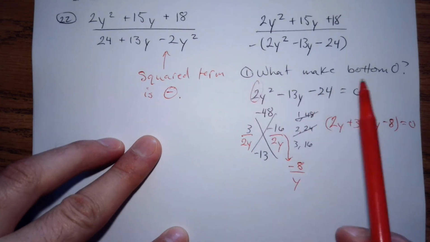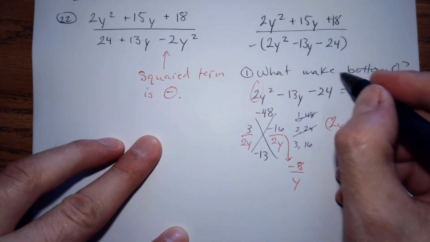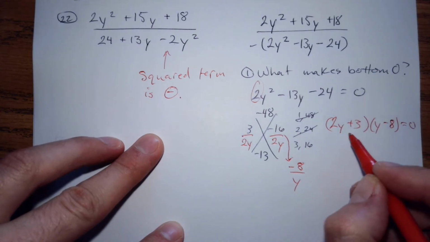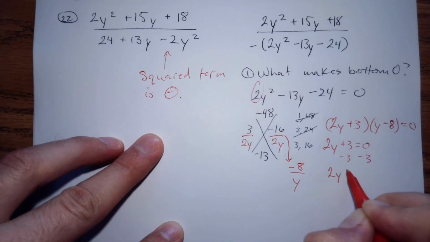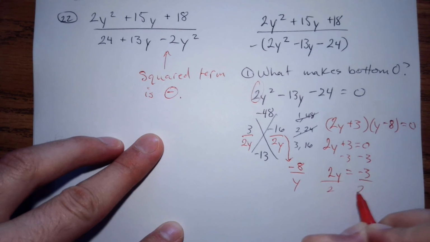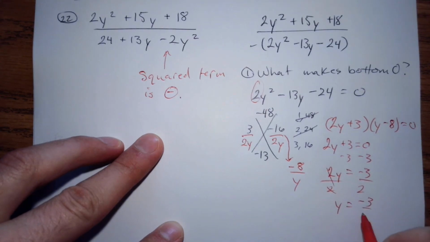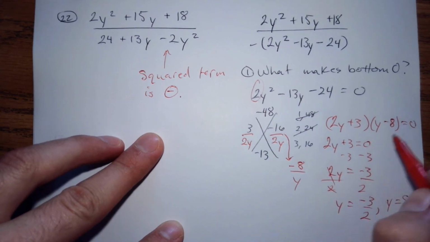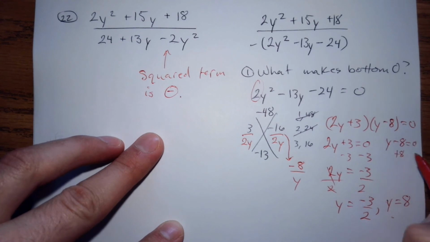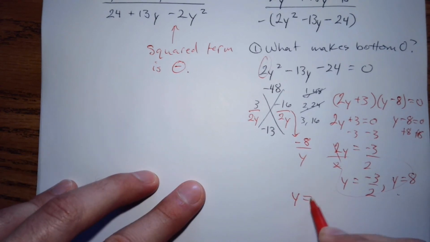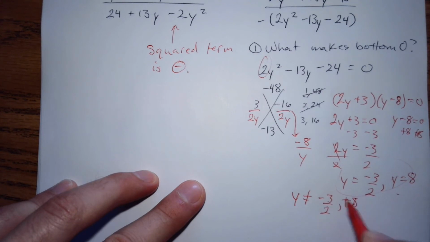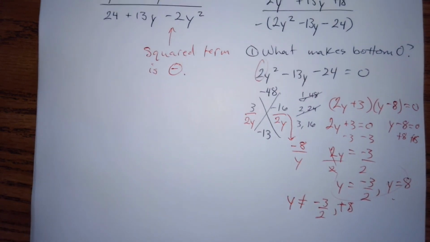Remember, we're still trying to find out what makes the bottom 0. Set each piece equal to 0 and solve. Y equals negative 3 over 2. Y equals positive 8. So those will be my restrictions. Y cannot equal negative 3 over 2 or positive 8. So at the very end, I'll make sure to include that.